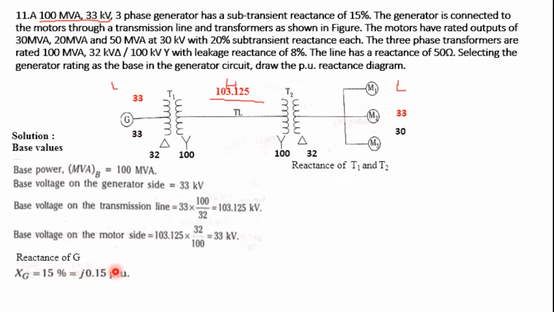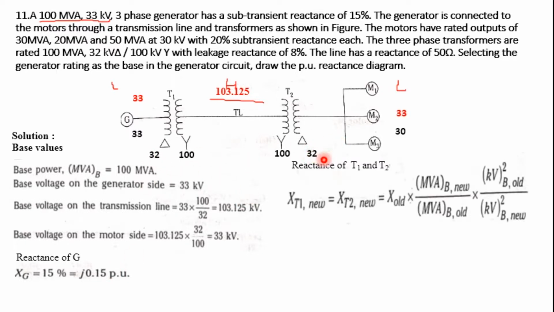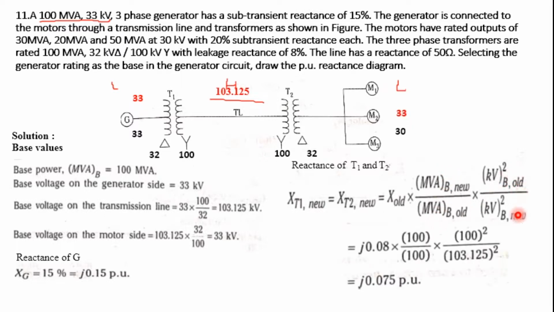Coming to the transformers T1 and T2, these have the same values. We know that X T1 new is equal to X T old, times the old kV squared over the new kV squared, times the MVA base new over the MVA base old. For the transformer, 8 percent, 8 by 100 gives 0.08, MVA base new is 100 and the old is 100.